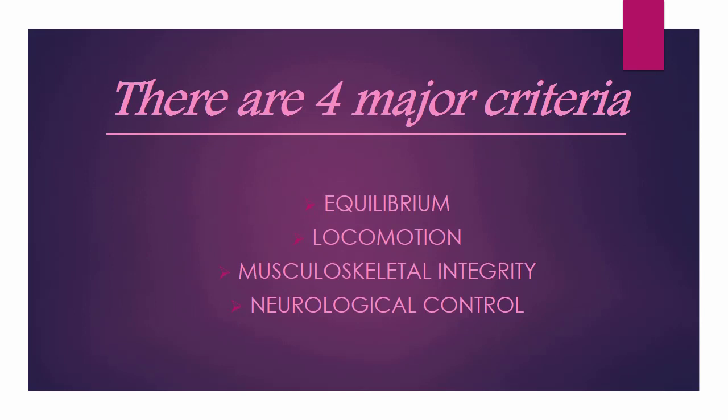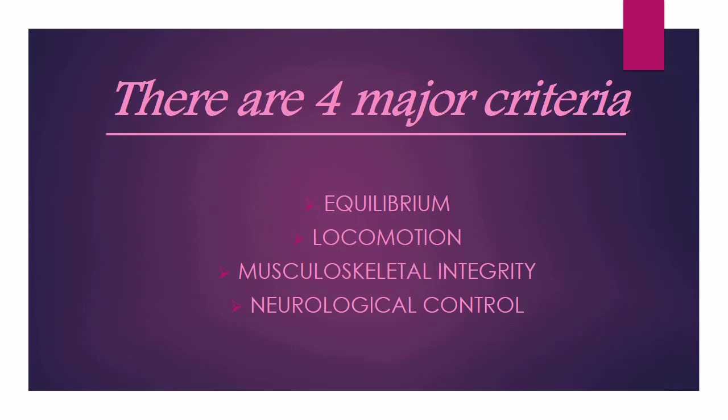There are four major criteria that are essential for walking. First one is equilibrium, which means a state of physical balance. Equilibrium is the ability to assume an upright posture and maintain balance. Second one is locomotion, the ability to initiate and maintain rhythmic stepping, when we start movement from one place to another.